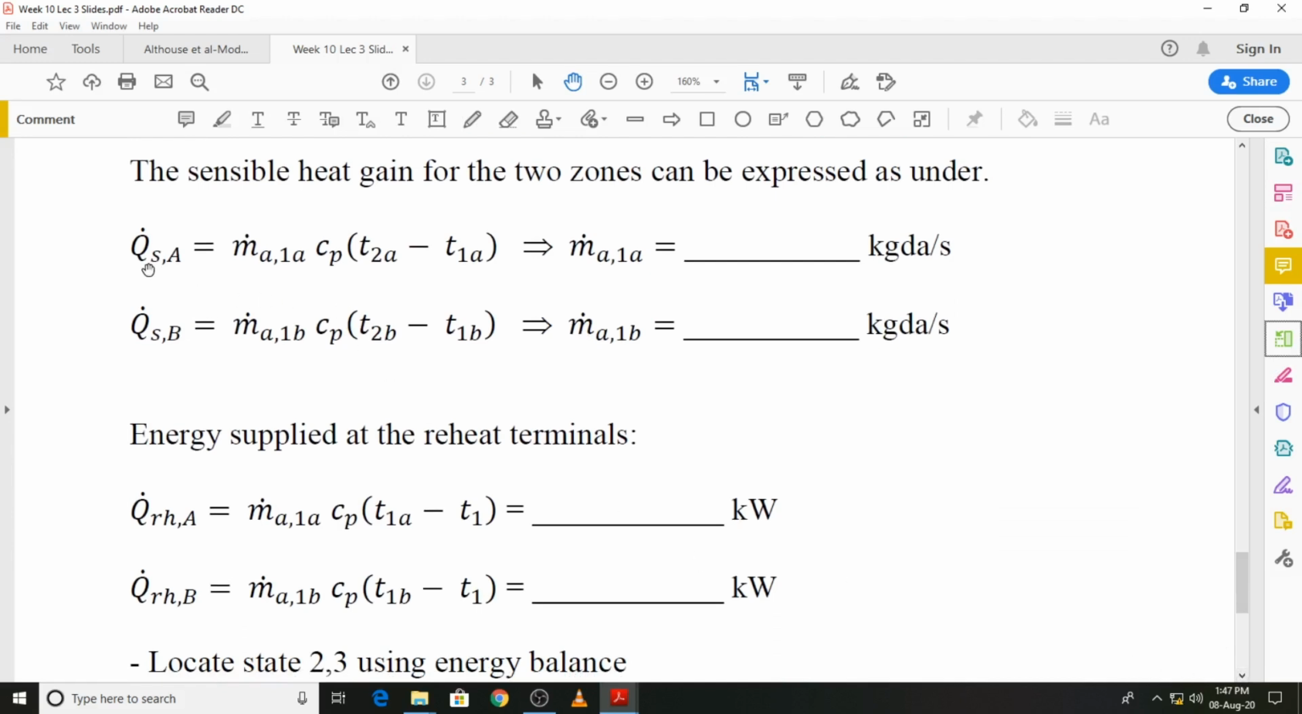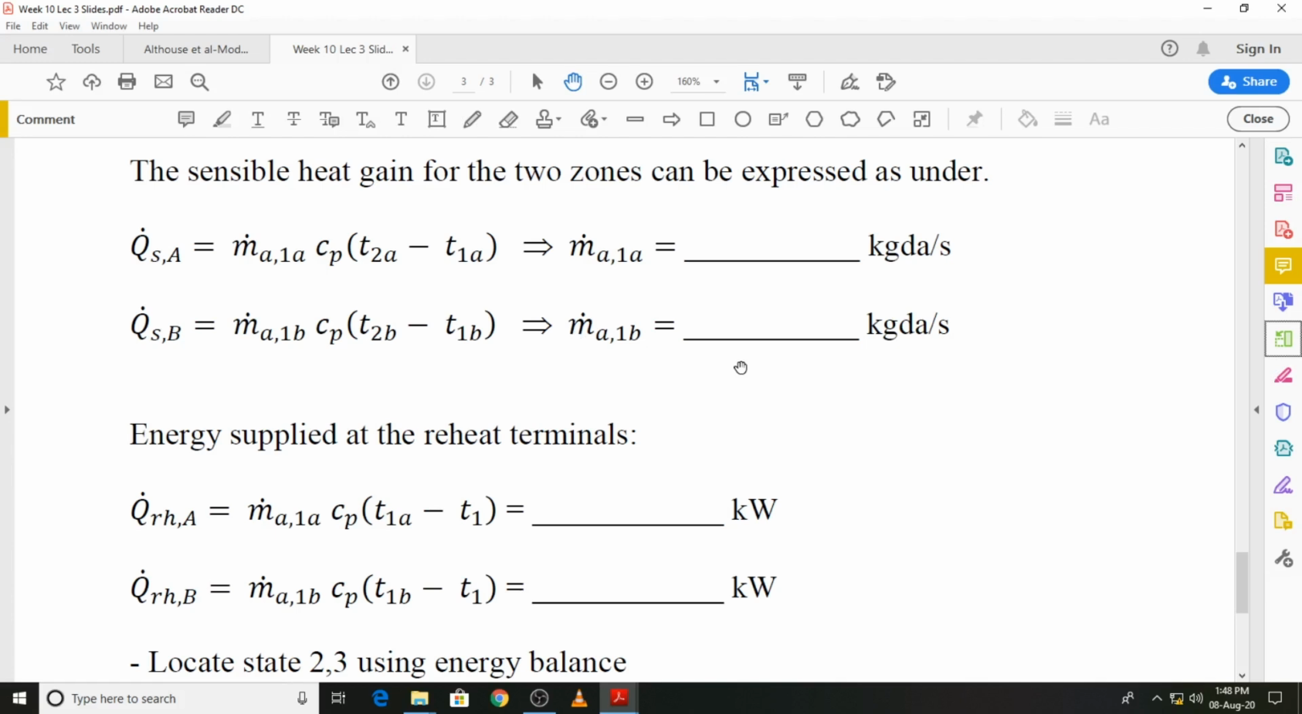Okay. So the sensible load for zone A is given to us. Mass flow rate for zone A is to be worked out. Specific heat for air, we will take the standard value of 1 kilojoule per kilogram Kelvin. The temperature T2A we were given, T1A we have found out, so you will find out the mass flow rate for zone A. And along the same lines you will find out the mass flow rate for zone B, and that is in kilogram dry air per second.